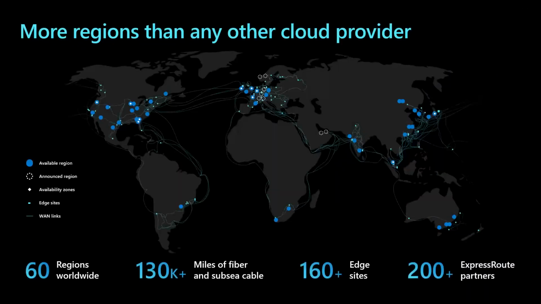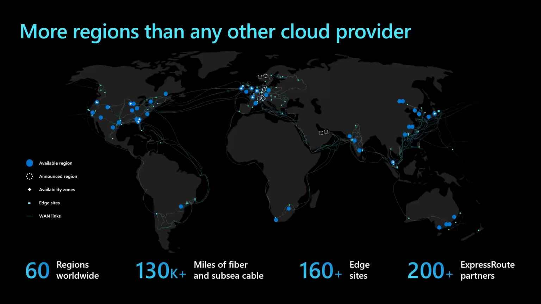This next slide here is, I think, the most current map we've got of the Azure region. So you can see 60 different regions worldwide. There's a few announced regions in Europe. We've got 130,000 miles of fiber and subsea cable, 160 different edge sites, and then there's 200 plus express route partners that Microsoft is relying on. If we kind of zoom in, assuming that most of our attendees today are in the United States, you can see the different regions of Azure.